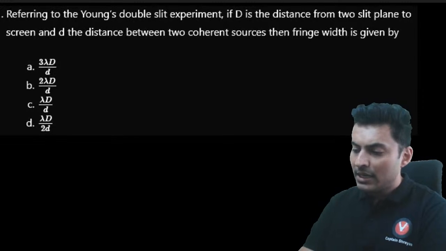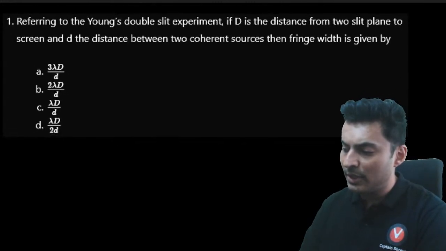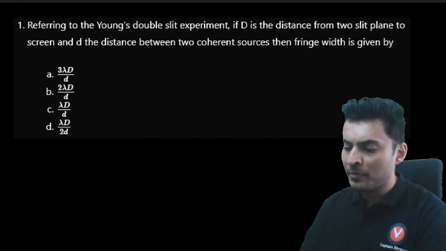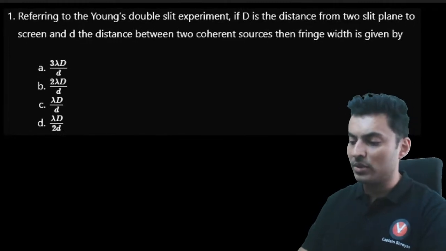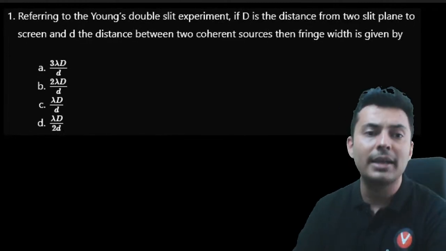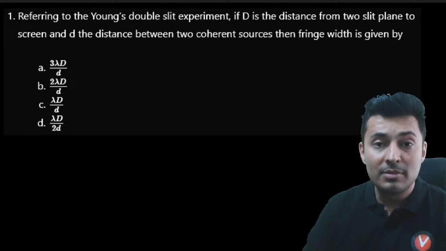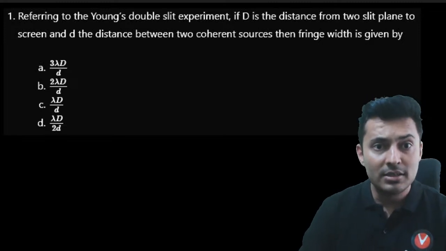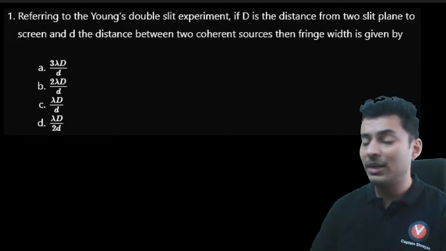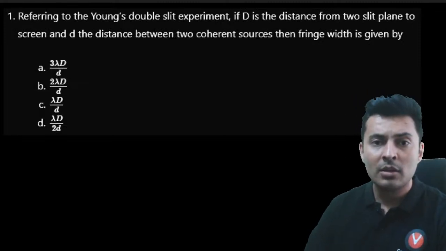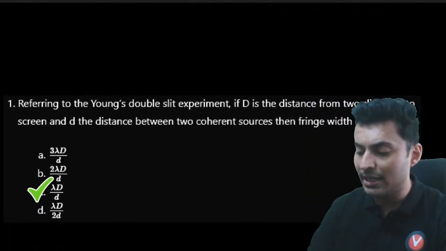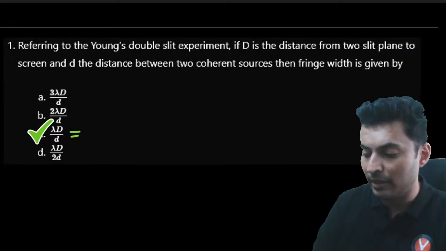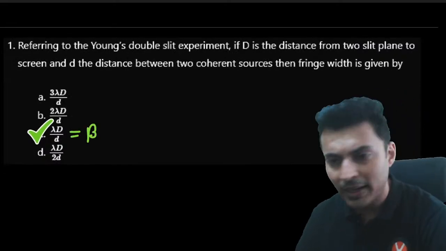Referring to the YDSE experiment, if D is the distance between the slit plane and the screen and d is the distance between two coherent sources, then the fringe width is given by what? The distance between the slits and the screen is given, the distance between the sources is given. Fringe width is lambda D by d. That's the formula for beta. As simple as that.